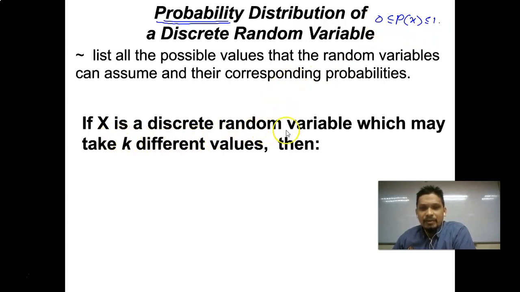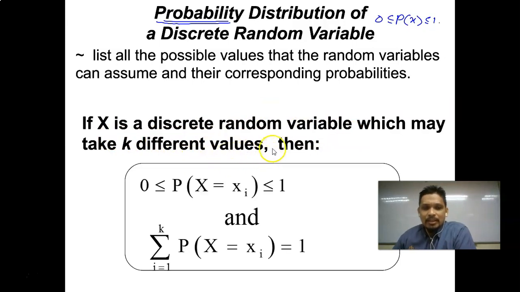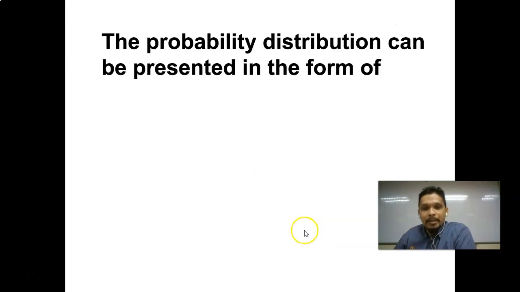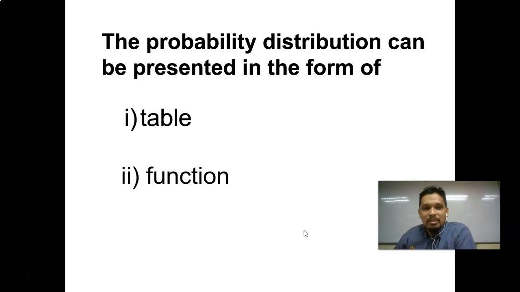If X is a discrete random variable which may take k different values, then the probability of X lies between 0 and 1, and the summation of all the probabilities equals 1. So please do remember these two, because this is our reference in our next example and solution. The probability distribution can be represented in the form of table, function, and graph.